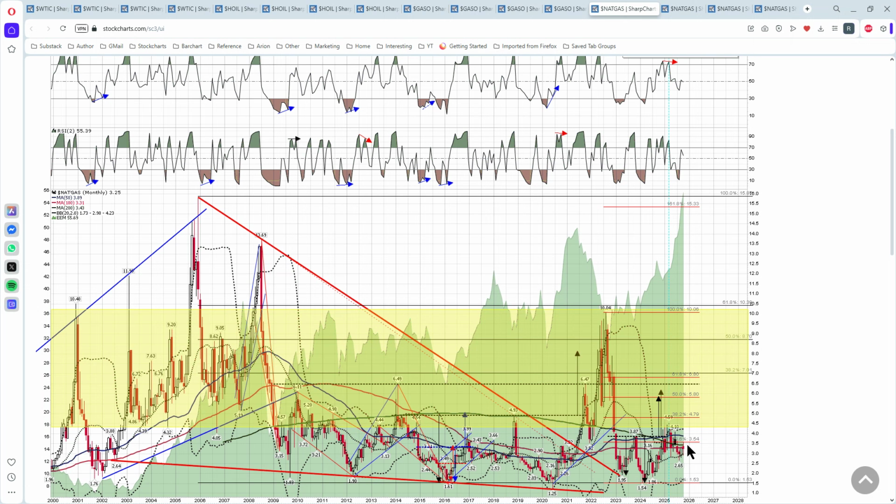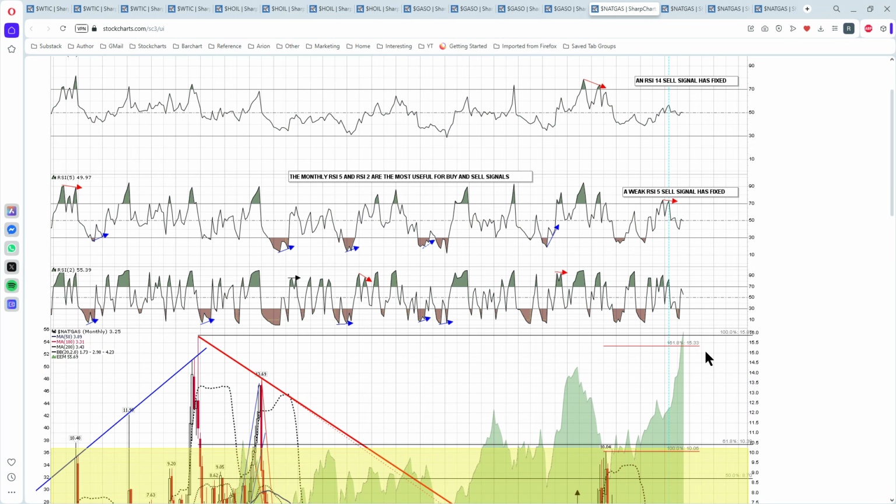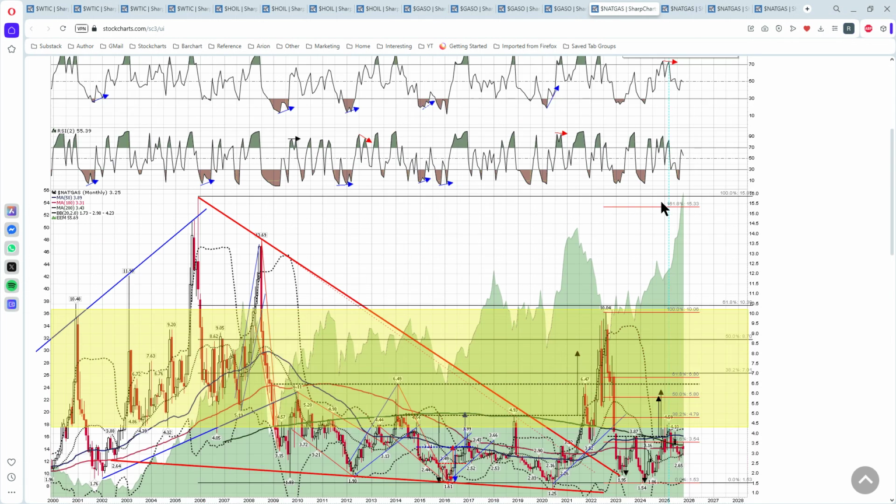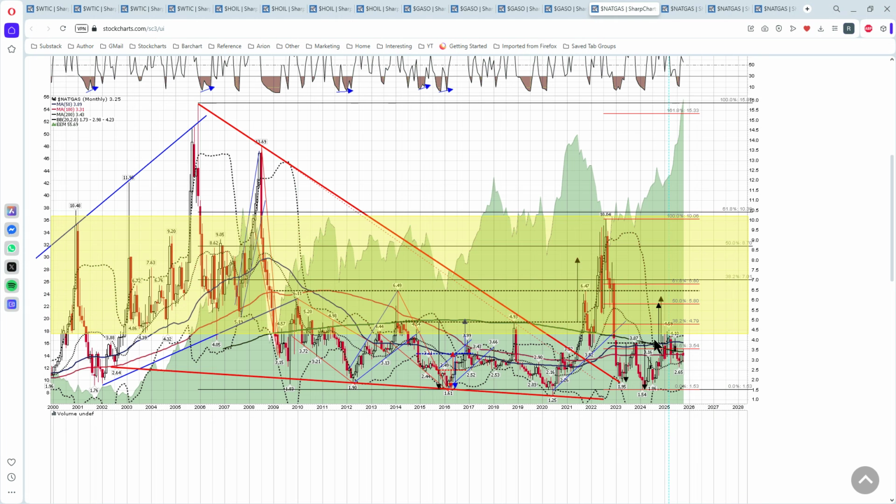This isn't making as much headway to the upside as I was expecting, but after that, I think the obvious lean here with the weak RSI 5 sell signal fix on the monthly chart, and with this double bottom really having not gone anywhere at all, I'm leaning towards a break below the monthly middle band and a very possible retest of this low here at 1.54. We will see how that goes.